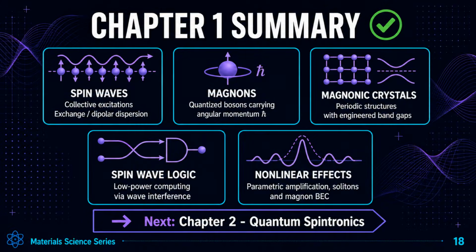We've covered the fundamentals of magnonics: spin waves as collective excitations, magnons as their quantum particles, magnonic crystals for band engineering, and spin wave logic for computation. We explored nonlinear effects including parametric amplification, solitons, and Bose-Einstein condensation. These concepts enable a new paradigm for information processing. Next, in Chapter 2, we'll explore quantum spintronics and spin qubits.